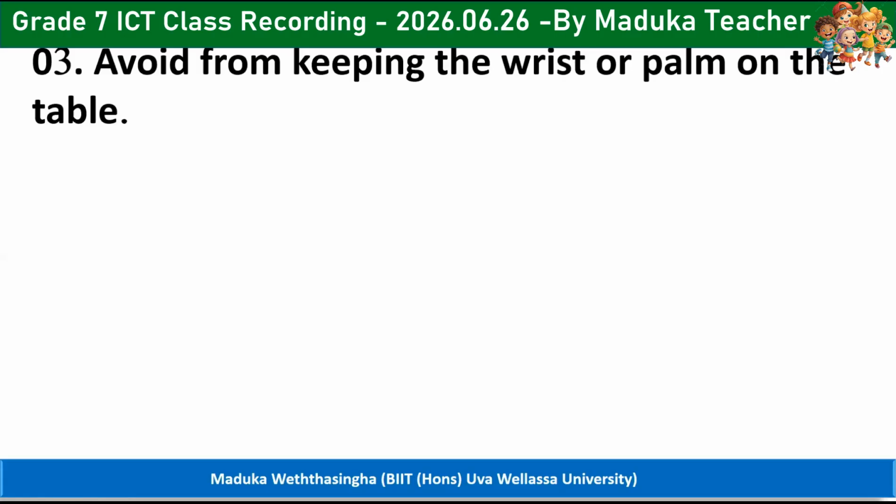When we use the keyboard properly, we have to avoid keeping the wrist or palm on the table. What is the meaning of wrist? Wrist means? Manicure. Palm means? Palm. Right.